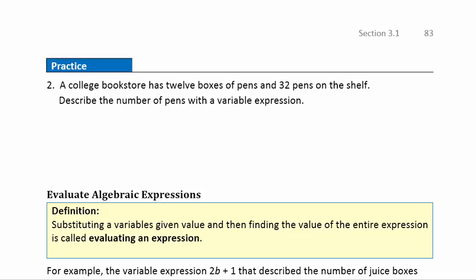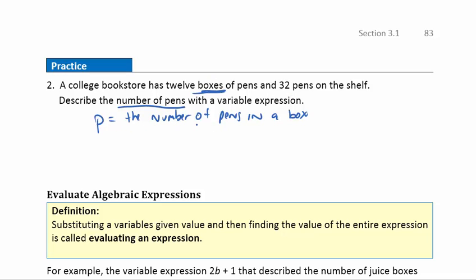Question 2. A college bookstore has 12 boxes of pens and 32 pens on the shelf. Describe the number of pens with a variable expression. Well, the first thing we want to do is decide what our unknown is and declare that with a variable. The number of pens is what we're looking for here. You can pick any variable you want to, but I'm going to let P equal the number of pens, because it's not that we don't know how many pens we have, we just don't know how many pens we have in the box. So that's what our unknown is here.